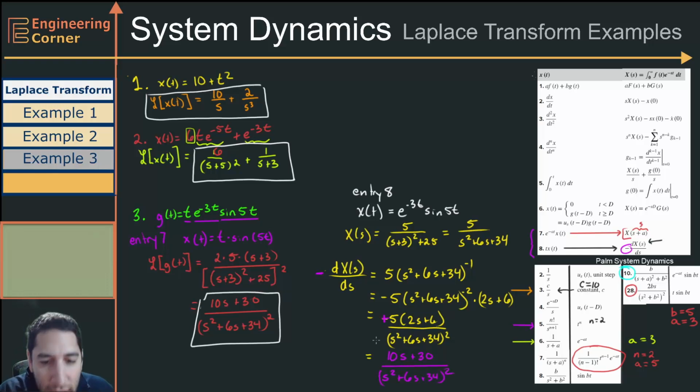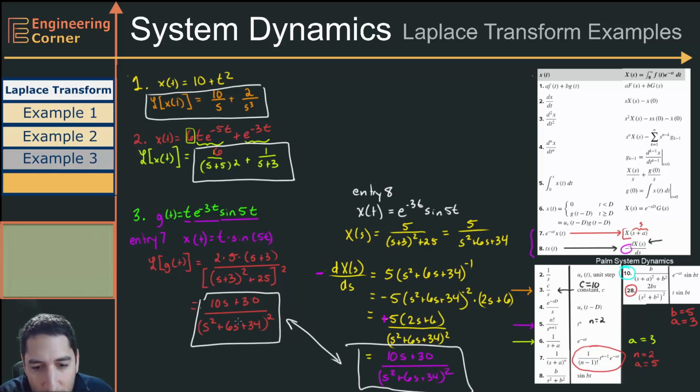And this term is squared. Now, if you look at it, this is the same answer that we had already obtained using entry number 7. So if you had seen entry number 7, great. I think it's a little bit more straightforward, but maybe the table you're using doesn't have it and you have to use entry number 8. You still can, and you still get the same answer, a little bit more calculus involved, but again, you still get the same answer. So hopefully these examples have shown you how you can use your tables to take the Laplace transforms of various functions.